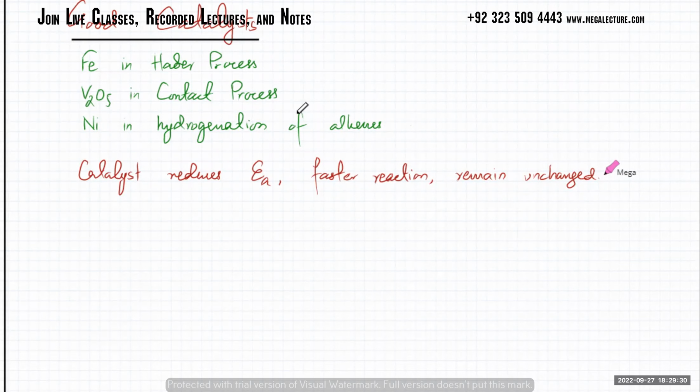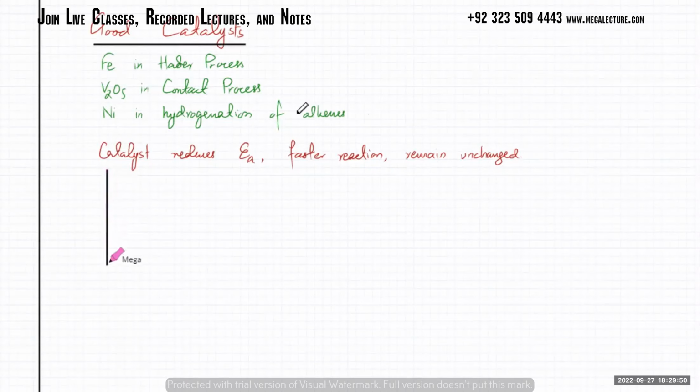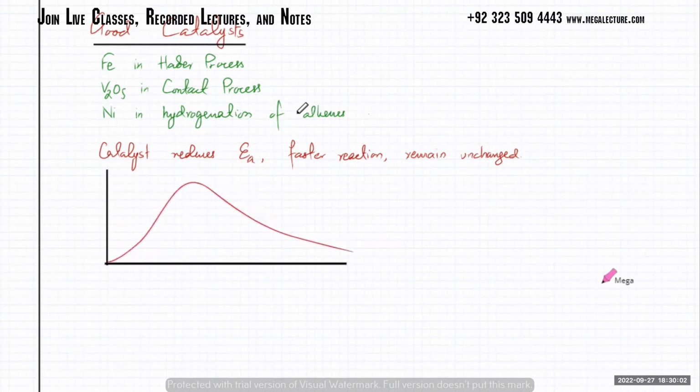Okay, this one, catalyst. Catalysts reduce activation energy, you get a faster reaction, and they remain unchanged during the reaction, right? So when you talk about a catalyst, they might link it up with the Boltzmann distribution. What happens in the Boltzmann distribution is that molecular energies are distributed in this way.